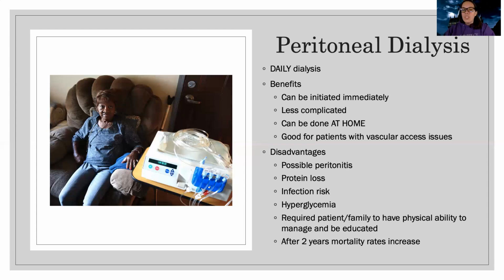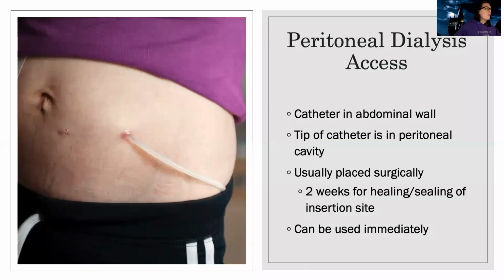And then after about 2 years of using peritoneal dialysis, the mortality rates increase. So it's kind of good early on, but as time goes on, it becomes less safe. So how do we give peritoneal dialysis? We always have to start with access.